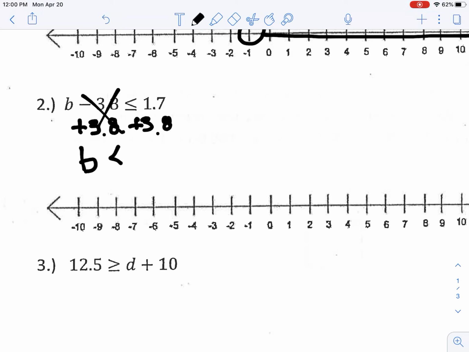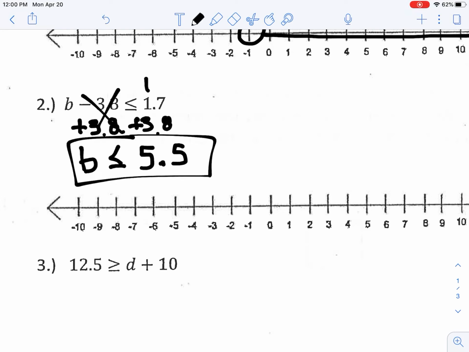Your sign is going to stay the same. So we have a positive 1.7 and a positive 3.8. So we're going to add those two decimals together, drop that decimal straight down. So your solution on this one is B is less than or equal to 5 5/10.